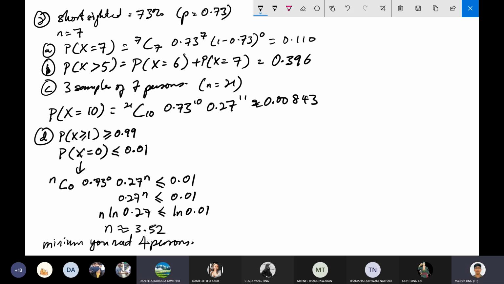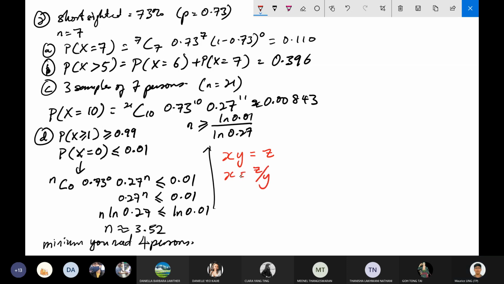Wait, how do you do the step in between the second last step and the last step? So here, what happens is you take from here, you go to ln, that is, you flip over: ln of 0.01 divided by ln of 0.27. It is similar to what you have: x times y equals z. How do you actually get x? Z divided by y, right? Same thing.